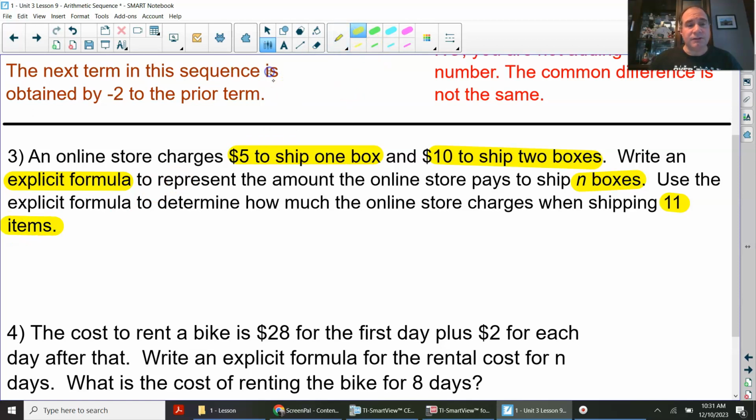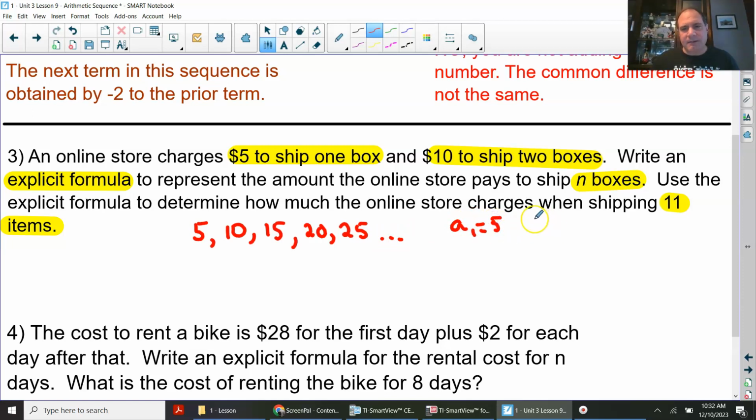And this is a real world explicit formula situation as far as the sequence goes. So I'm just going to write down the first number is 5. That is a sub 1. The second one, a sub 2, is 10, and then 15, and then 20, and then 25, and then ... So a sub 1 is 5. The common difference is obviously 5. So it just says to write that explicit formula down. Then we're going to use it to identify what a sub 11 would be.